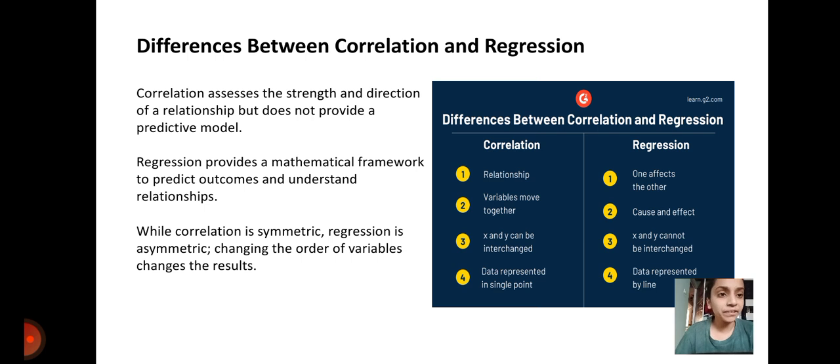Here are some differences between correlation and regression. Relationship: correlation, variables move together; regression, one affects the other, causes an effect. In correlation, x and y can be interchanged; in regression, x and y cannot be interchanged. Correlation data is represented by a single point; regression data is represented by a line.